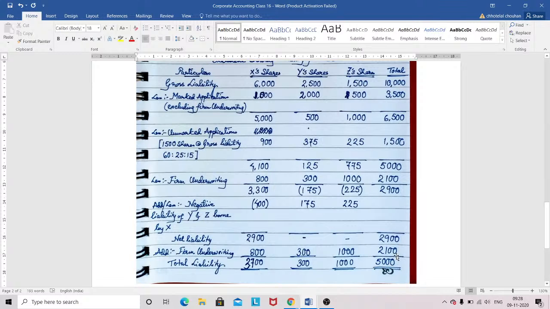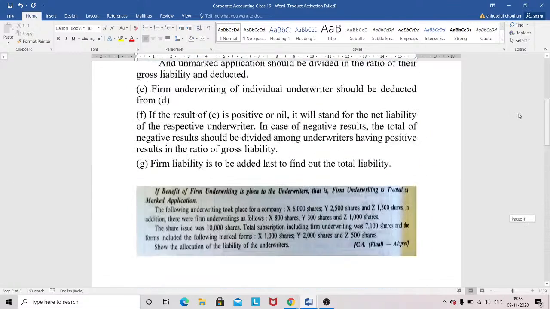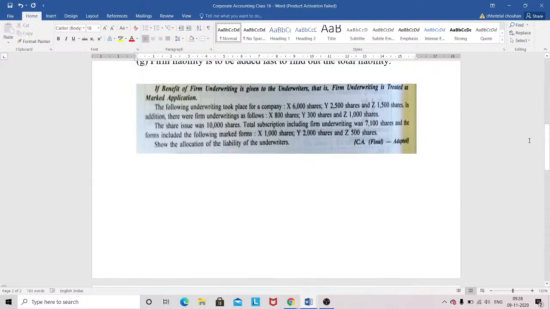So the total is 5000. Now where this 2900 came from, you can calculate very easily. Your total number of shares was 10000. Total subscription receipt including firm underwriting is actually 7100. So if you deduct, 10000 minus 7100, 2900 will be the liability of the underwriter, apart from the firm underwriting.